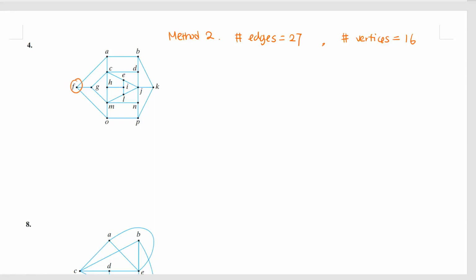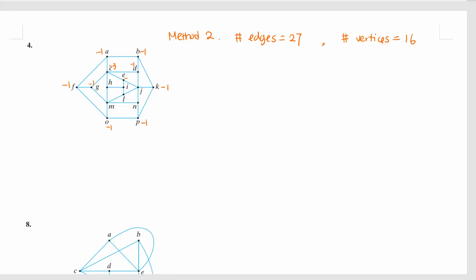So let's look at F. F has degree 3. We need to subtract 1. A, degree 3, so subtract 1. B, degree 3, subtract 1. K, degree 3, subtract 1. P, degree 3, subtract 1. O, degree 3, subtract 1. G, degree 3, subtract 1. C, degree, what is that? 1, 2, 3, 4, 5. 5. So we need to subtract what? We need to have 2, right? So we subtract 3. D, degree 3, subtract 1.